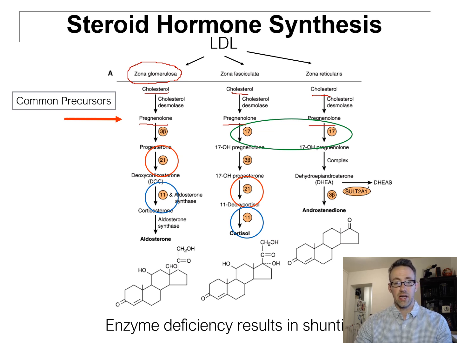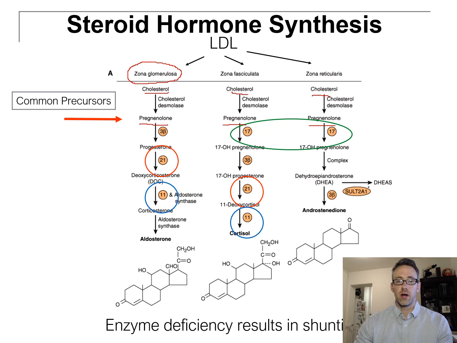At each one of these steps, there's an enzyme. I circled over here in red a 21 and an 11. I'll talk in more detail about that on the next slide, but I circled them because I want you to notice that these pathways share these enzymes. Of course, the last enzyme down here, to convert into aldosterone, requires aldosterone synthase.